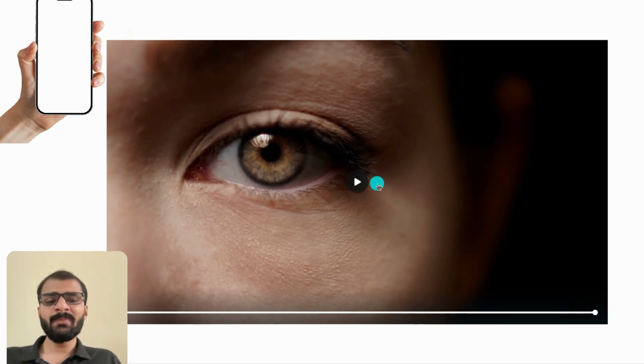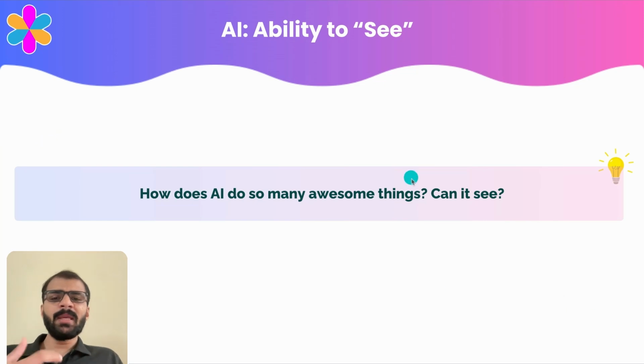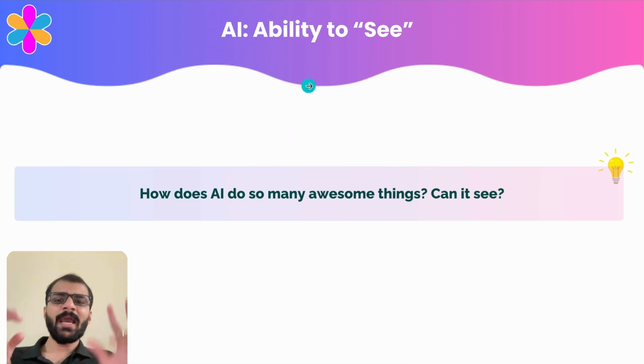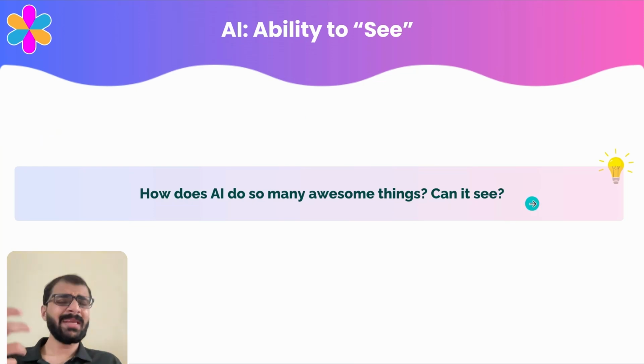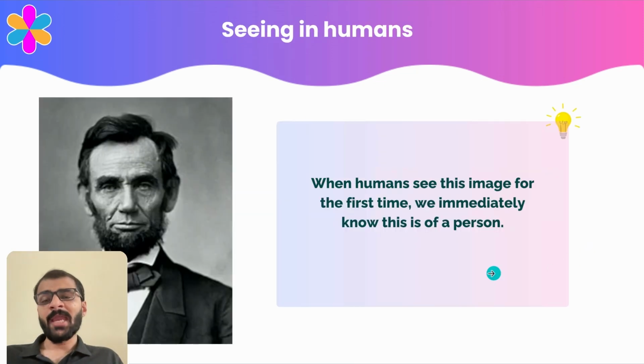How is AI really able to see what is in front of it and do all of these awesome things such as Amazon Go, self-driving car, leaf detection, diseased or healthy, brain tumor classification, face unlock? How is AI being able to do all these things? So the main question is, how does AI acquire the ability to see? How can it do so many awesome things? Can it see? So let us dive deeper into this particular question.